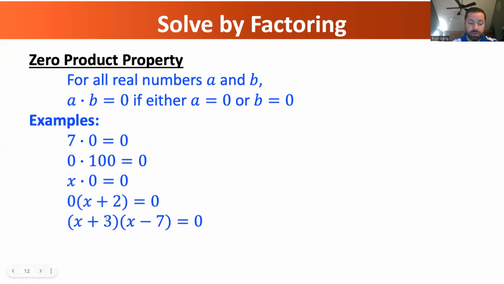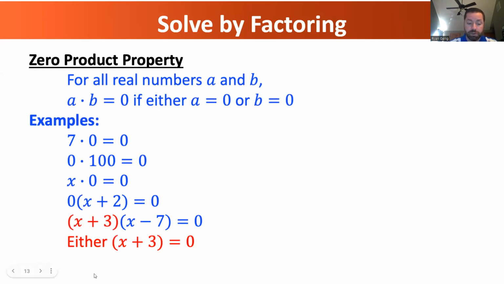What if I have two binomials multiplied together that equals 0? Well, if I'm multiplying two things together, one or both of them have to be 0. So what we do here is we'd say x plus 3 equals 0, and solve that and get x equals -3, or x minus 7 equals 0, and x equals positive 7.